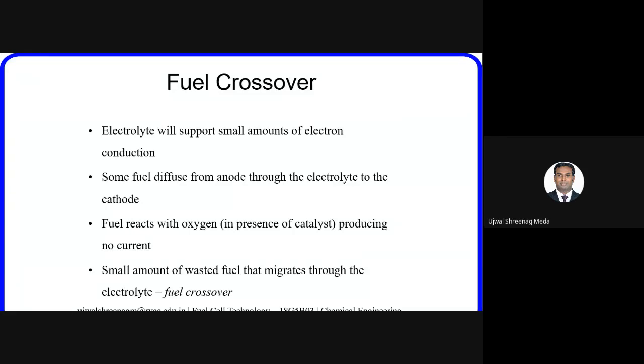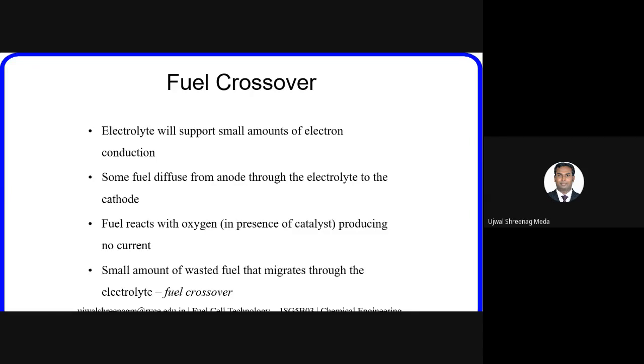So here, fuel crossover and internal current, that means there are two components, two terms. Now we are talking about fuel crossover. What's happening is the fuel that is supposed to be consumed at the anode is passing through the electrolyte and getting consumed at the cathode, because of which there is no flow of electrons through the external circuit. So that is fuel crossover.